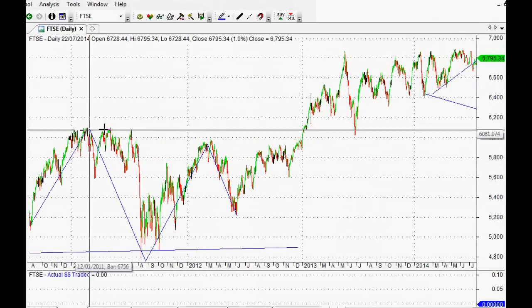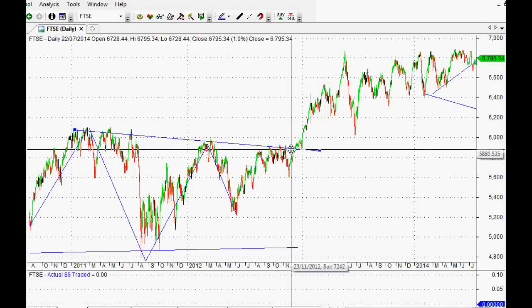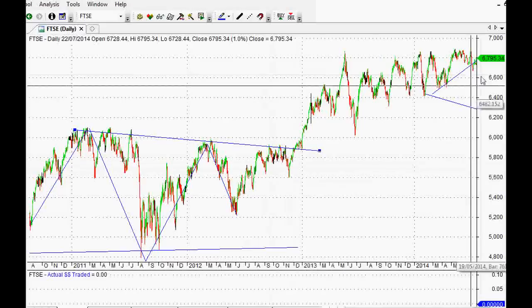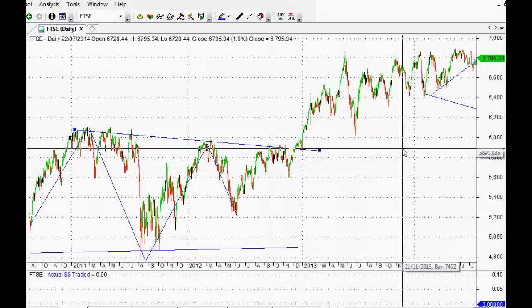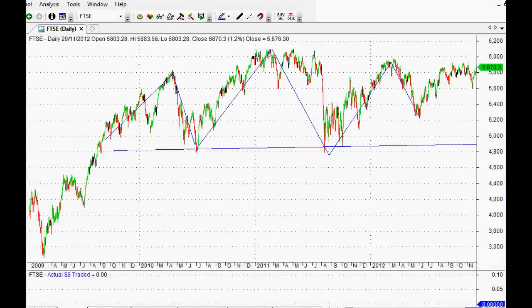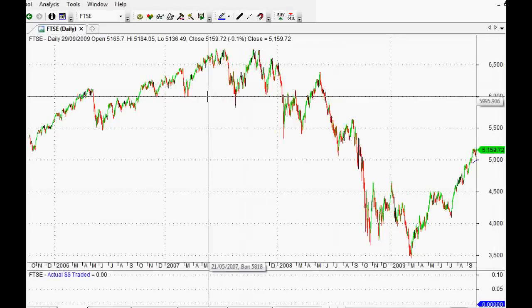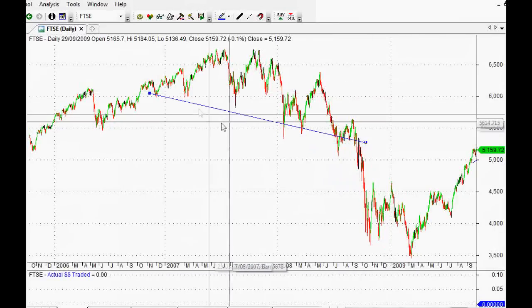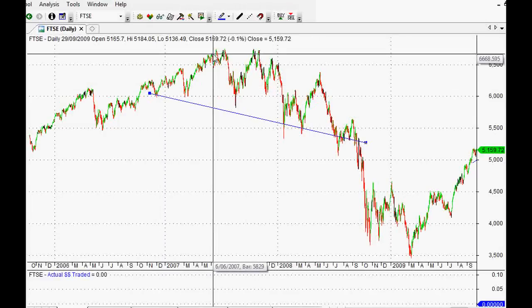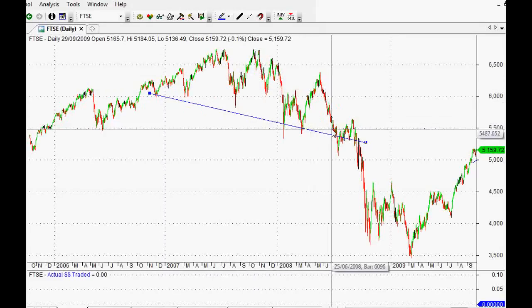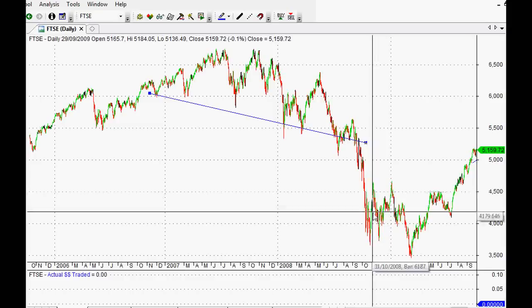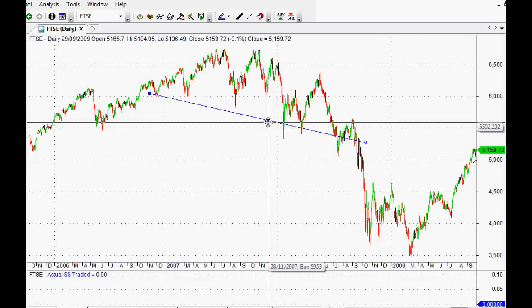And obviously it broke out from resistance up there at about 5,800 and continued on for another year and a half, which was fantastic. Looking at the FTSE as well, it did have that similar pattern in 2008. So there you go. You've got your shoulders, head, the lower peak on the right hand side, and then over the cliff in about October 2008.